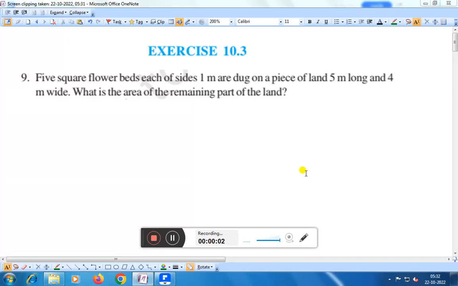Hello everyone. Today we shall discuss exercise 10.3 question number 9. 5 square flower beds, each of sides 1 meter, are dug on a piece of land 5 meter long and 4 meter wide. What is the area of the remaining part of the land? Suppose this is a land.